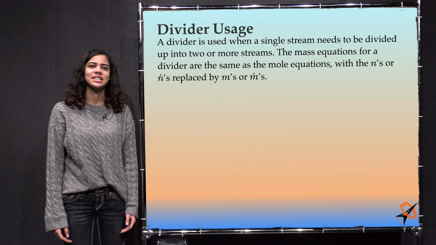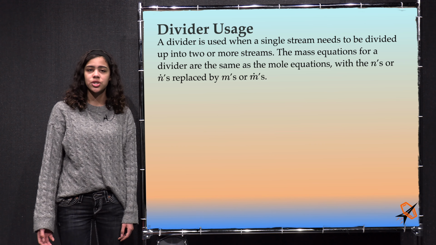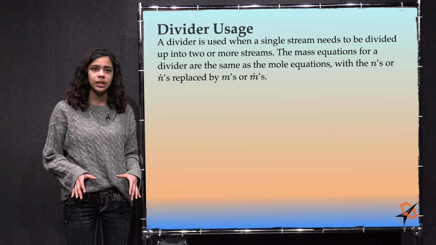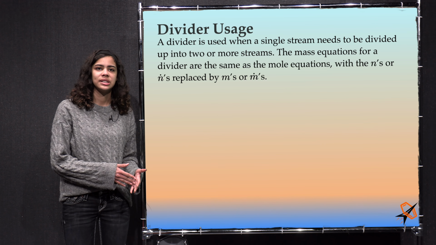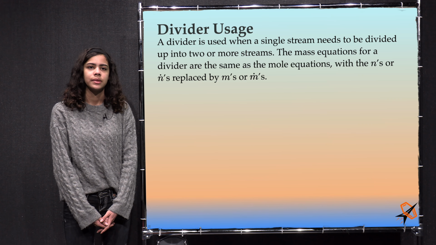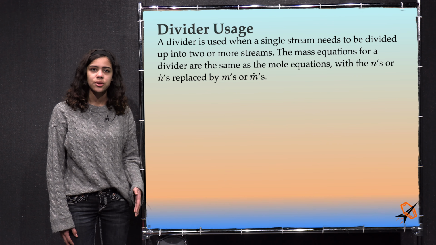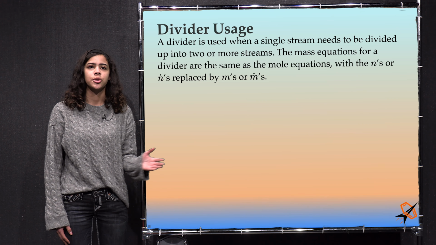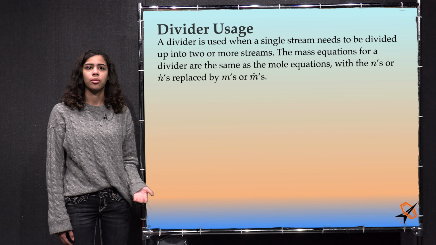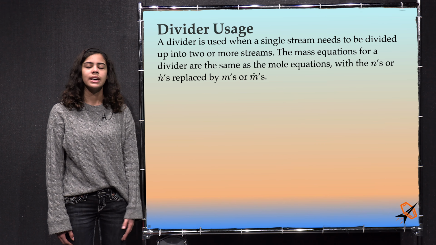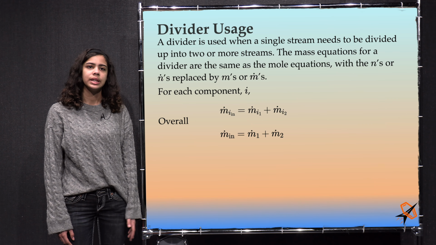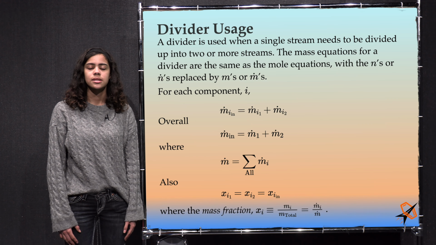A divider is used when a single stream needs to be divided up into 2 or more streams. For example, an individual chemical reactor may be too small to process all of your desired feed. In such a case, you would need to divide up the input into smaller streams and feed each stream into its own reactor. Such a scheme is known as parallel processing. Also, a purge stream may need to be in a recycle loop, and a divider would need to be used to divide out the purge stream from the main stream. A divider may be as simple as a piping T or as complex as 1 or more T's with a set of metering valves. Again, since mass is also conserved, the mass equations for a divider are the same as the mole equations, with the n's or n dots replaced by m's or m dots.